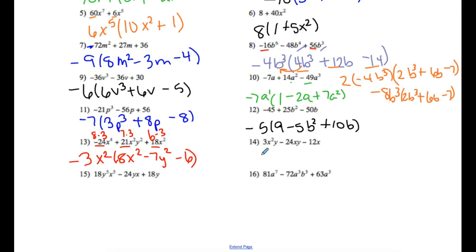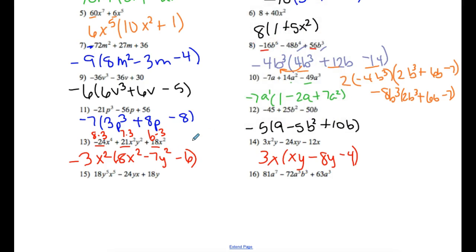The next one, I can take out a 3 and an x because all of them are multiples of 3, and then I have an x. So if I have 2 x's and I take out 1 x, I still have an x. Y, but I didn't have a y I could take out of everything, so I'm going to leave that y where it was. Okay, negative 24 divided by 3 is negative 8. I took out the x, so those x's cancel, I'm left with y. And in the last term, negative 12 divided by 3 is negative 4. I took out the x's, so I'm done.